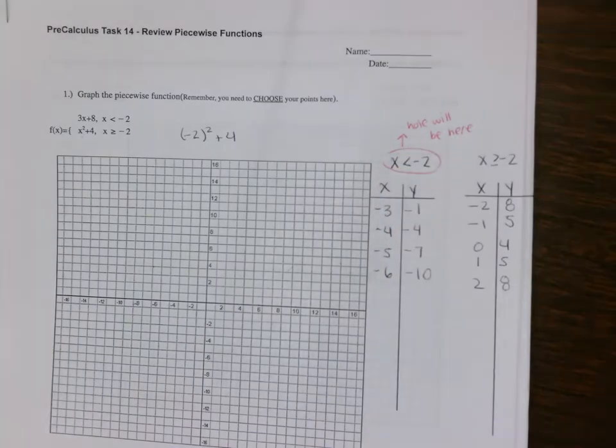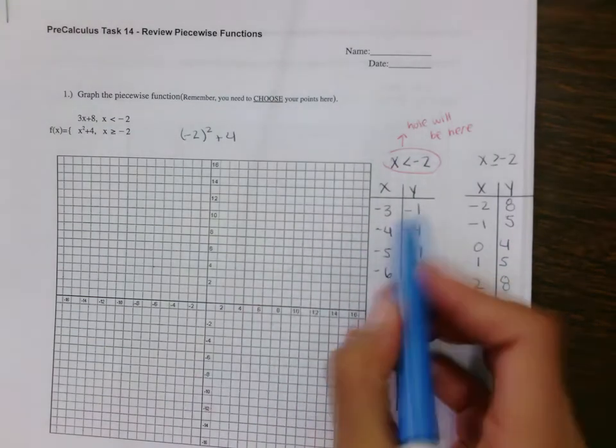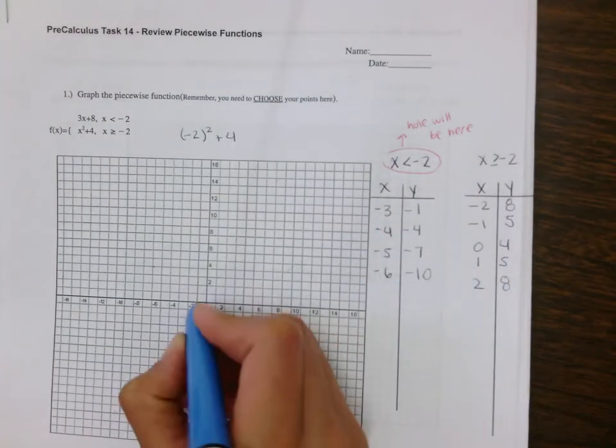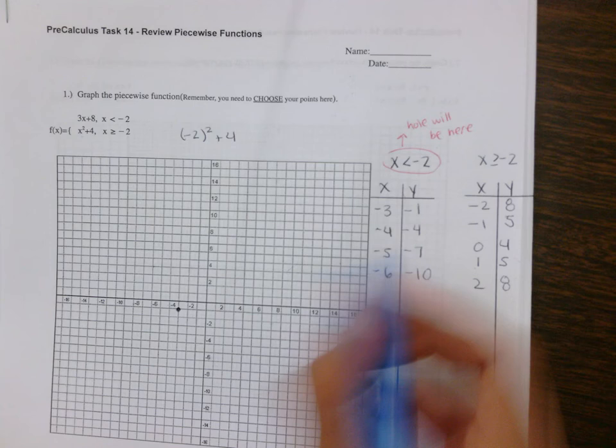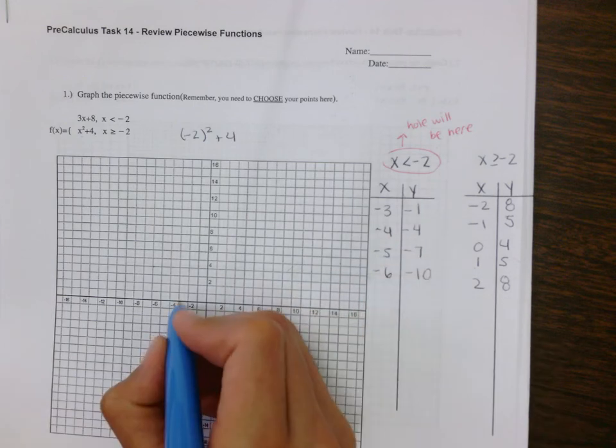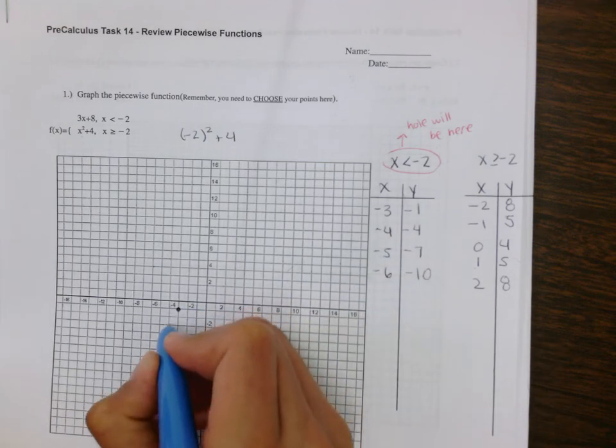Just put a note of that. Let's go ahead and connect our points. I'm going to start with the line, so I'm going to use a ruler. So -3, -1. 1, 2, -3, and then -1. Then -4, comma -4. So -4. Down 1, 2, 3, 4.